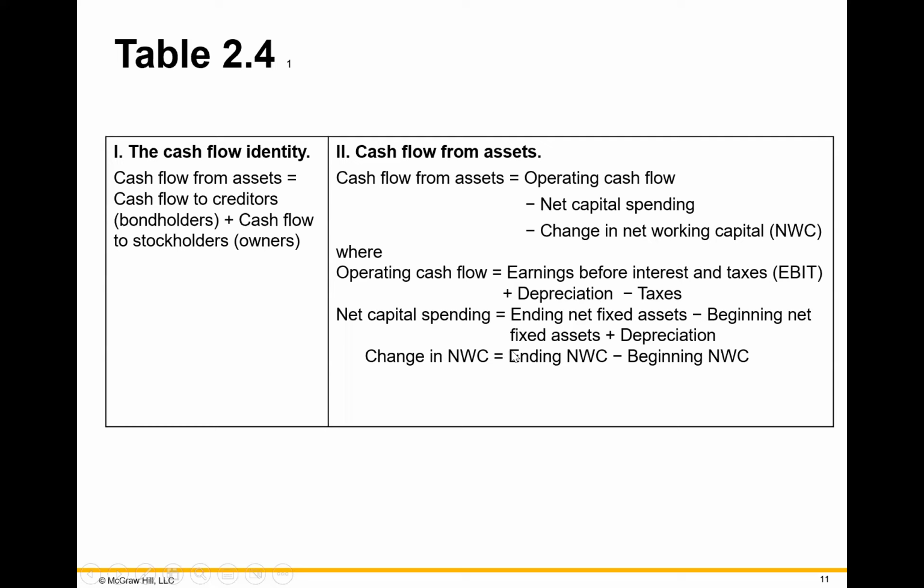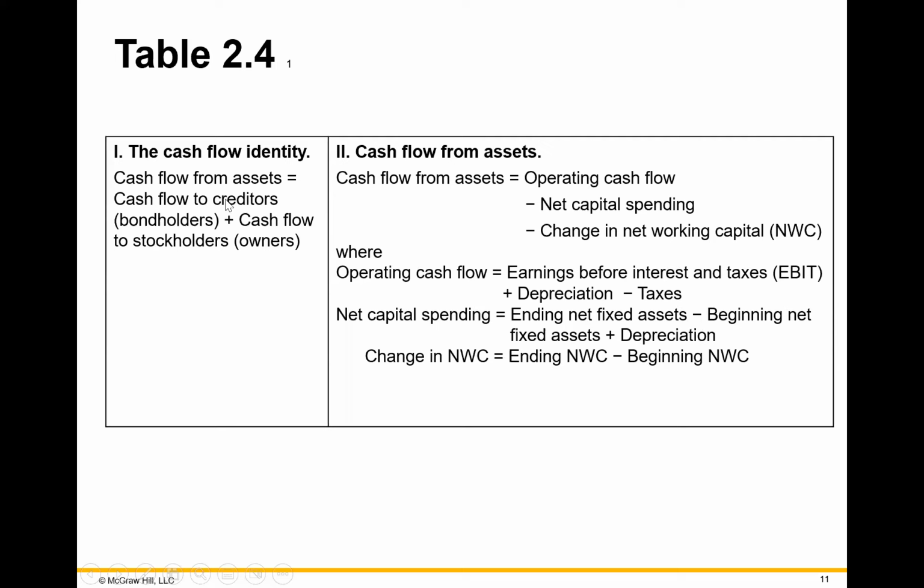Same goes with these other two. They may not give you any of these, but they give you all these other ones: EBIT, depreciation, taxes, ending net fixed assets, beginning net fixed assets, depreciation. You would have it then again there. Ending net working capital minus beginning net working capital. Let's say they give you all these separately. Well, you can use those pieces of information to calculate these pieces of information, take those, put them in here, and you have your cash flow from assets. So you're just going to have to check, what do I have that can calculate this?